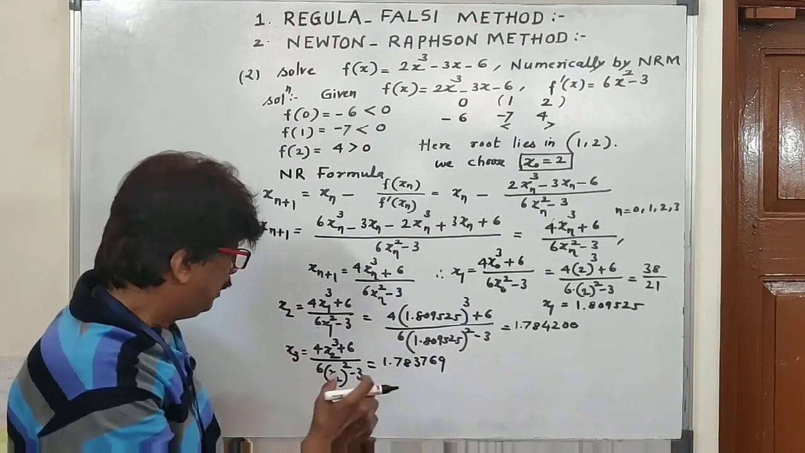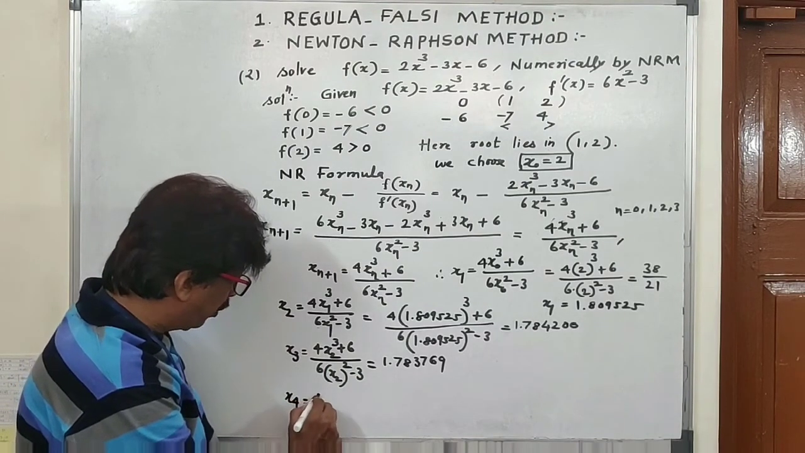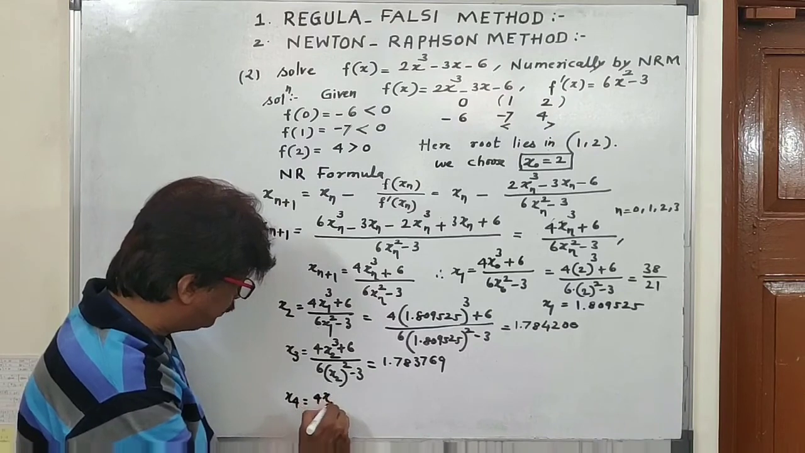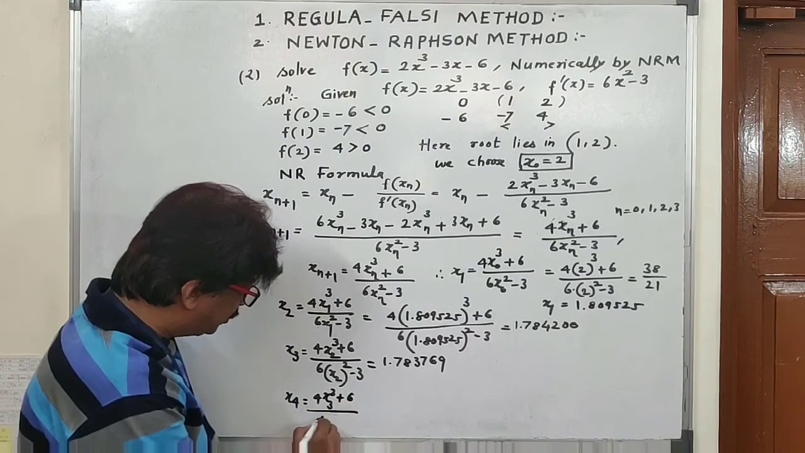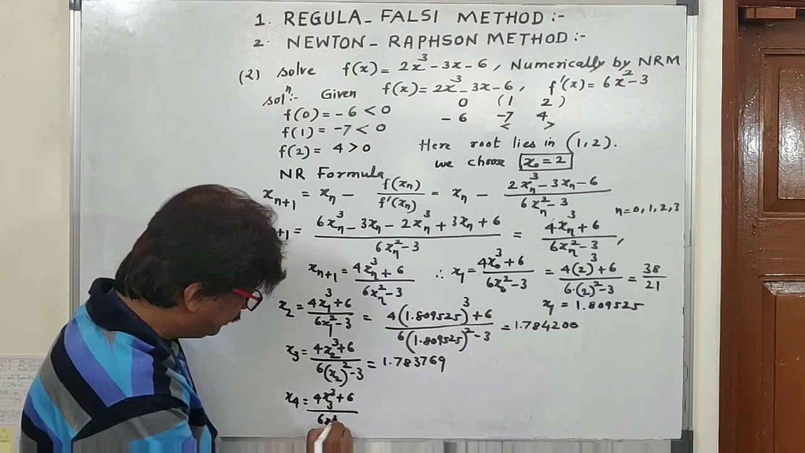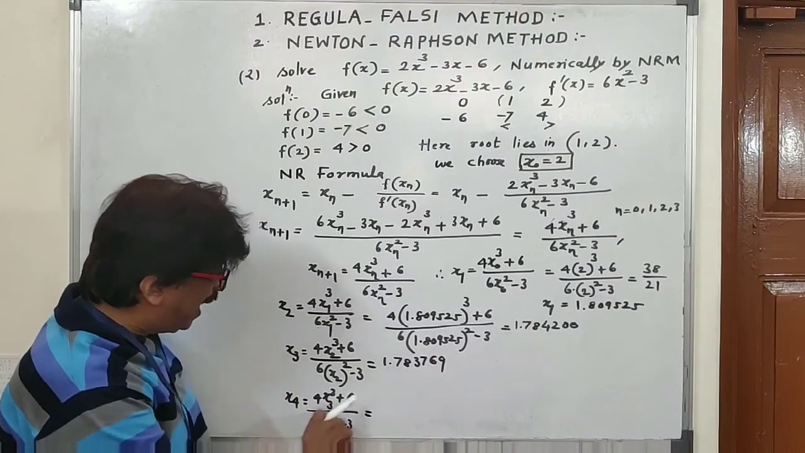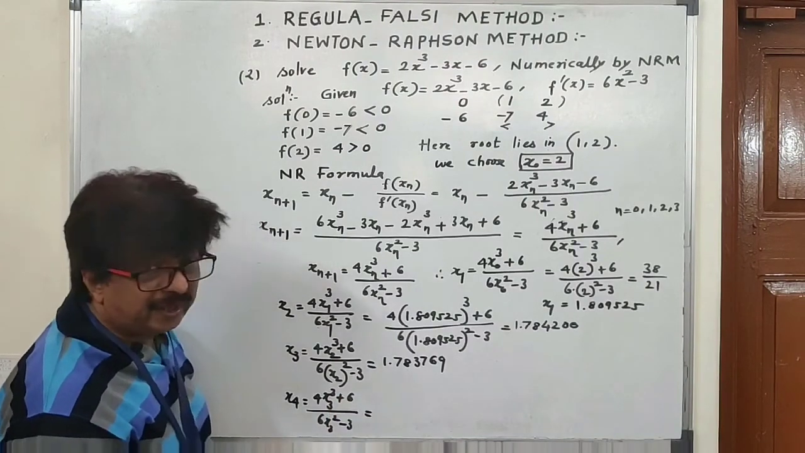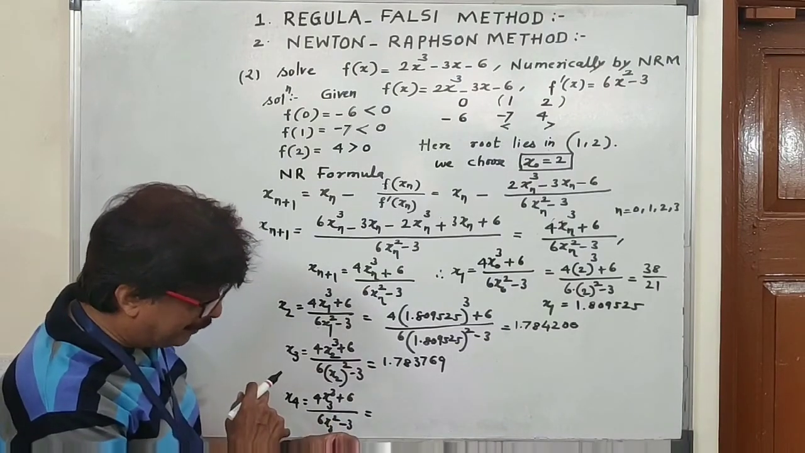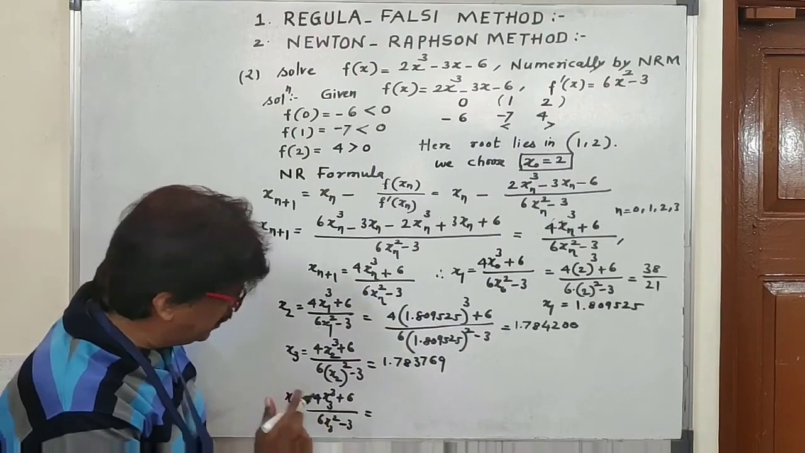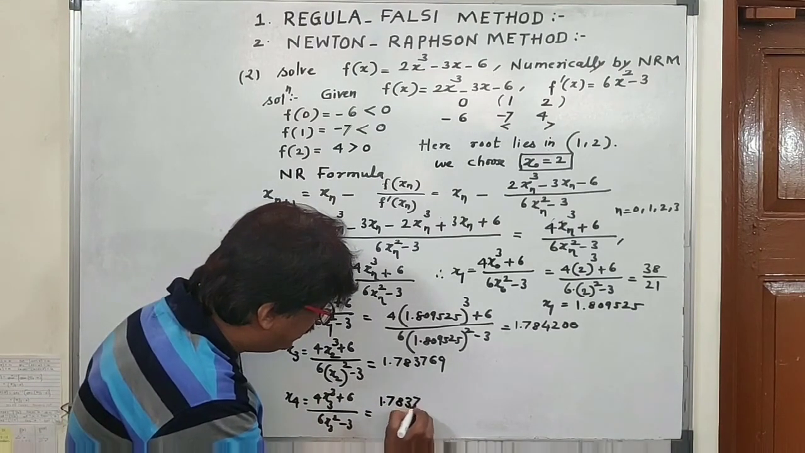Again, this x₃ gives me the value of x₄ by this formula: (4x₃³ + 6)/(6x₃² − 3). In this, if I put the numerical value of x₃ as 1.783769, I will get the value of x₄ as 1.7837, the same value.